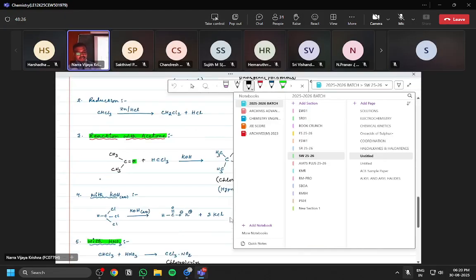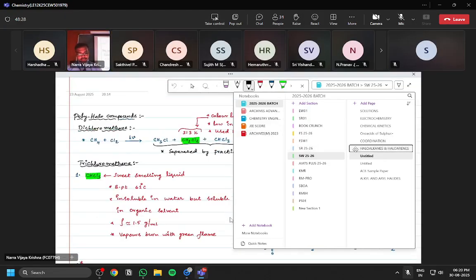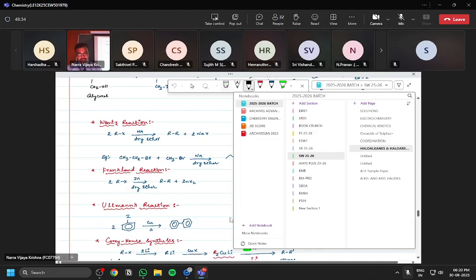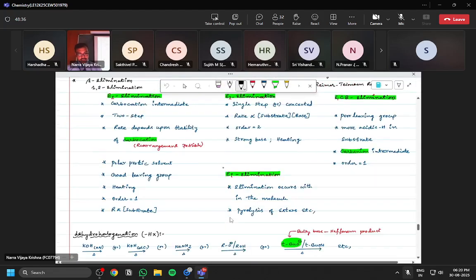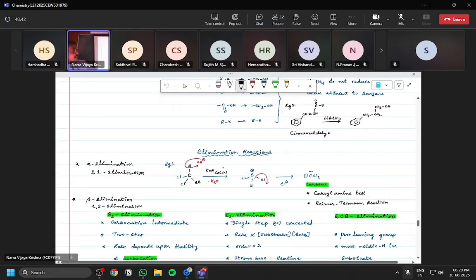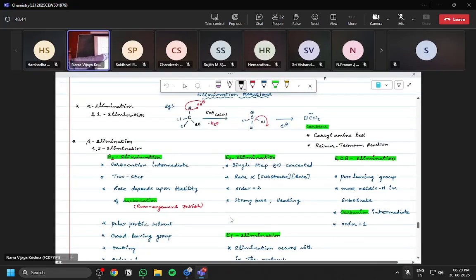During elimination reactions, we discussed alpha elimination. Alpha elimination means both hydrogen and halogen should be lost from the same carbon. Right? So what is this? This is chloroform only, CHCl3. When chloroform is allowed to react with alcoholic KOH, first H plus is removed and you get an anion. Then Cl minus is lost, so you get carbene.